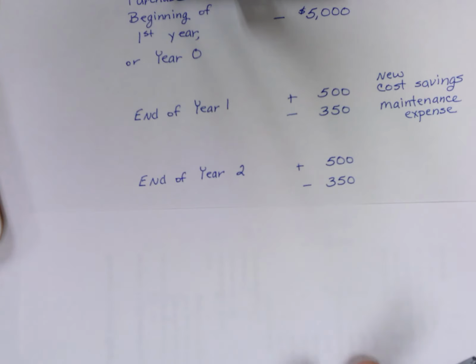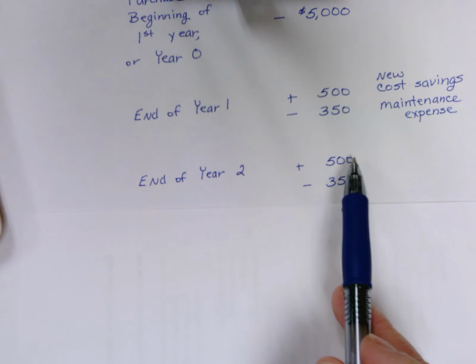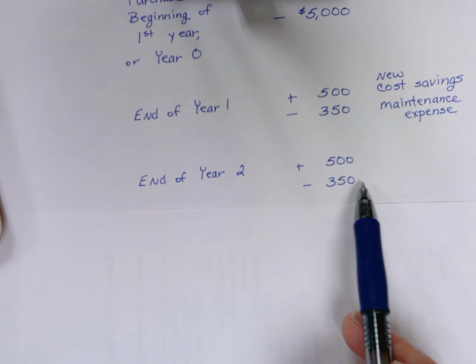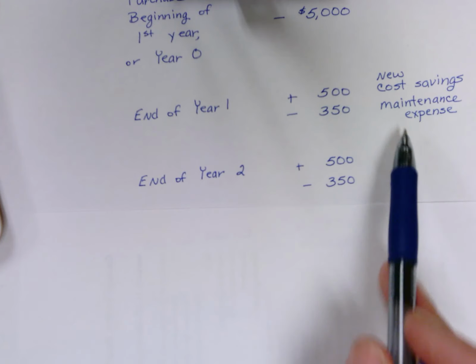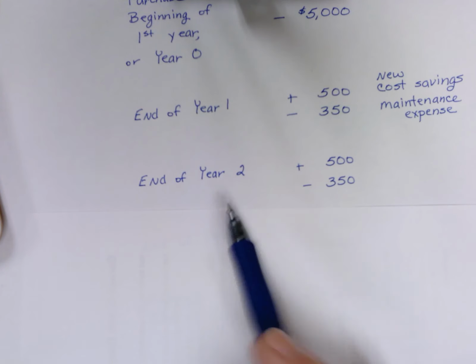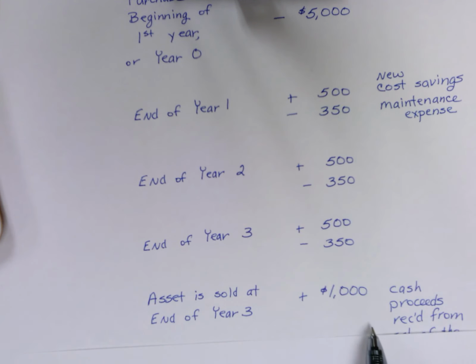Same thing for year 2. We had the same kind of cost savings, treated as a positive, $500, and then maintenance expense, same as up here. We assume it happens at the end of year 2 again, unless otherwise stated in the problem. Same thing for year 3. This is a 3-year asset, so we have those same cost savings and additional maintenance expense at the end of year 3. And then something else happens at the end of year 3.